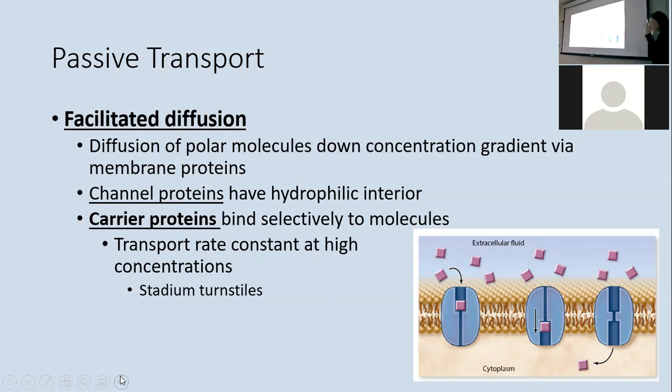If you're going to a game and you go through the turnstile, if there's just a few people, everybody just walks through and it's as fast as people are walking. But there will be a point where the line starts to form, because the turnstile only turns so fast. So at high concentrations, there's a limit on how fast things can be let into the cell, because you've got this turnstile movement happening with these proteins. So that's carrier proteins.